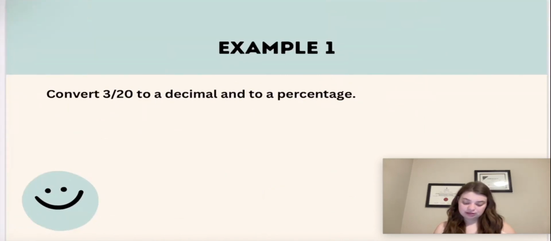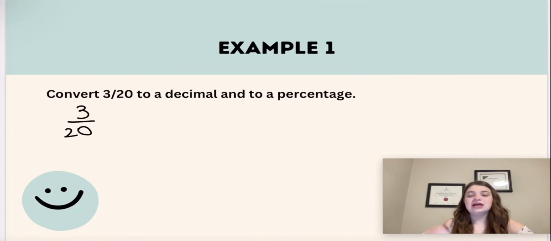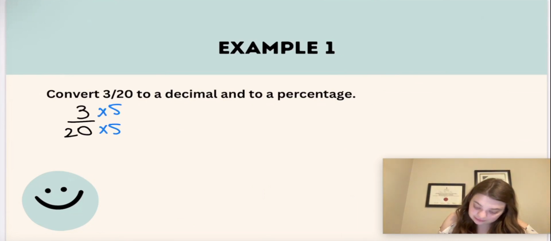It says to convert 3 over 20 to a decimal and to a percentage. So first thing I'm going to do is ask myself, for 3 out of 20, is 20 a number that has a multiple that is 100, 1,000, 10,000, and so on? And what's the smallest one that it could be? And my answer is yes. 20 times 5 is 100. And so therefore, all I need to do is multiply the numerator and the denominator by 5 to get that 3 over 20 is the same as 15 over 100.